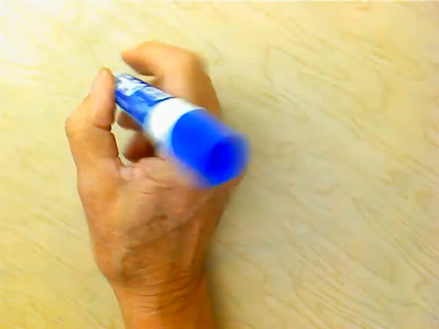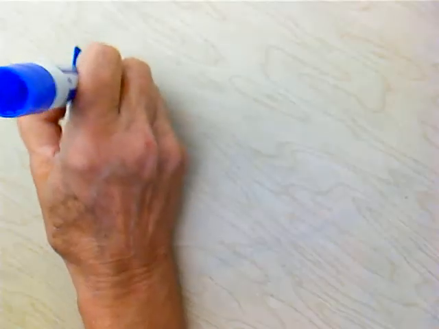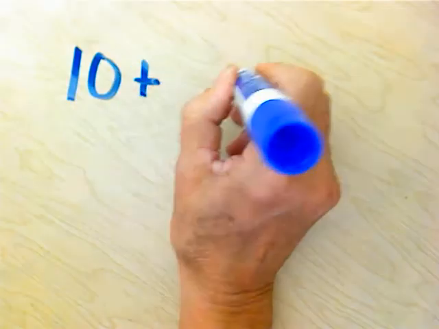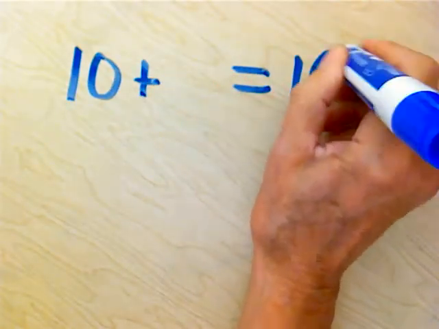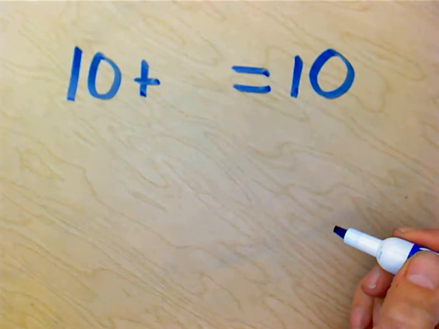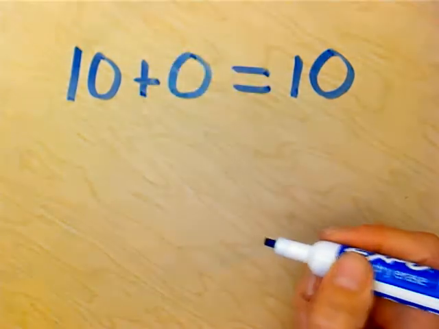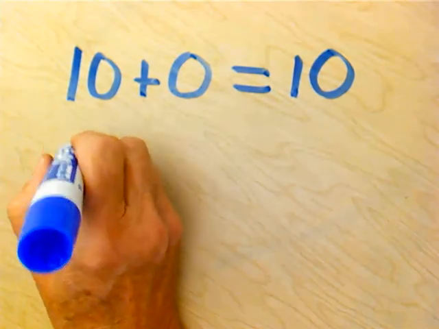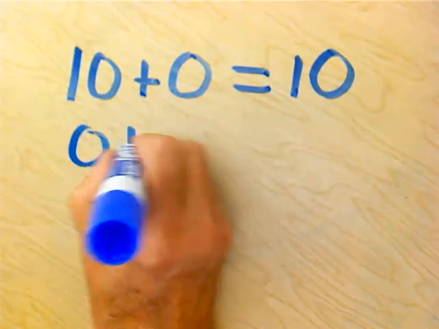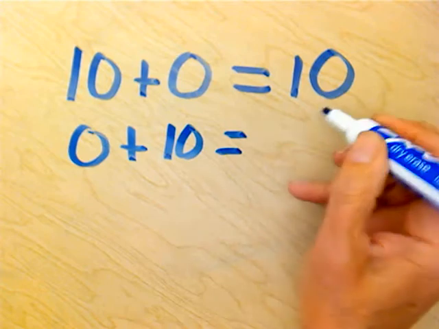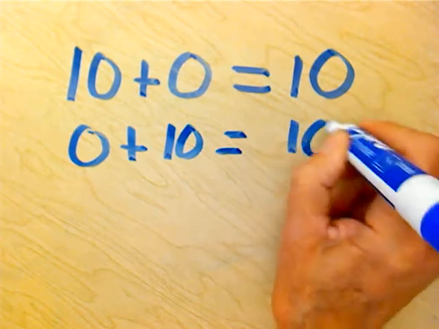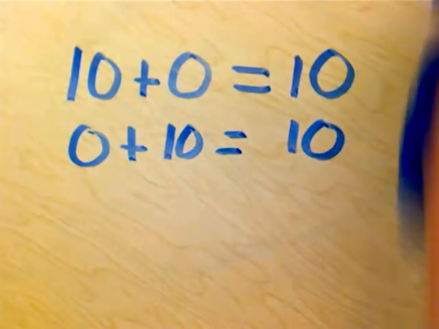All right, what if I did this one? What would I have to add to 10 to get 10? What would I add to 10 to get 10? Well, this one is so easy. I hope everyone said that I would add a 0. The commutative property of addition would also say that 0 plus 10 is also 10. Okay, let's erase.